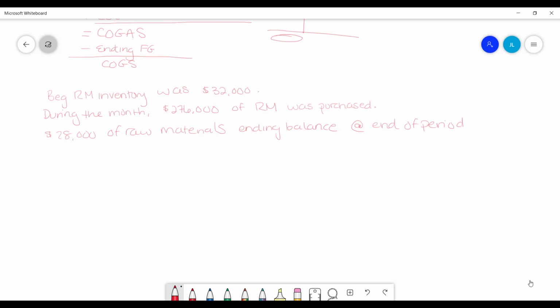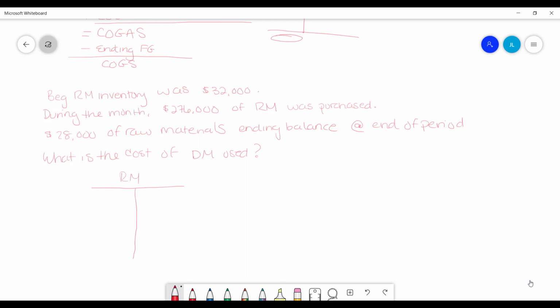So the question is, what is the cost of the direct materials used? All right, so let's see if we can use a T account here.